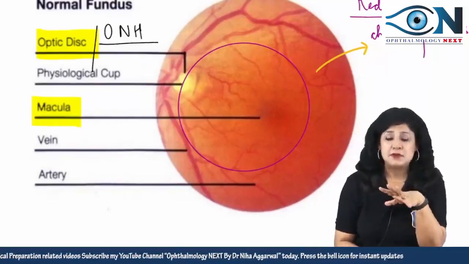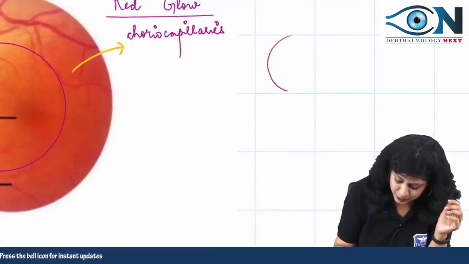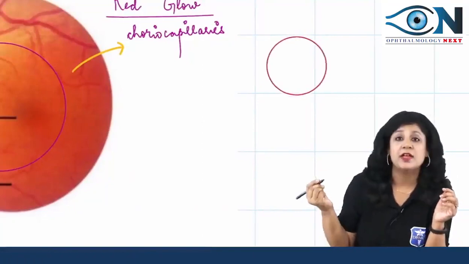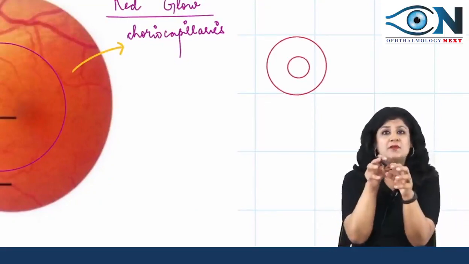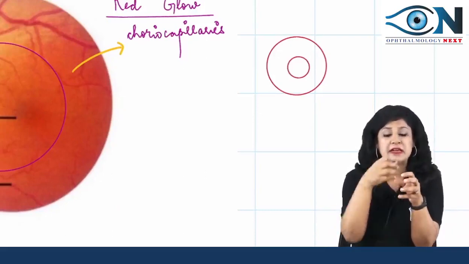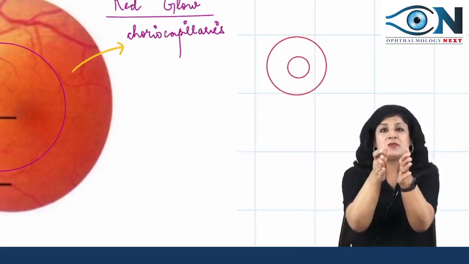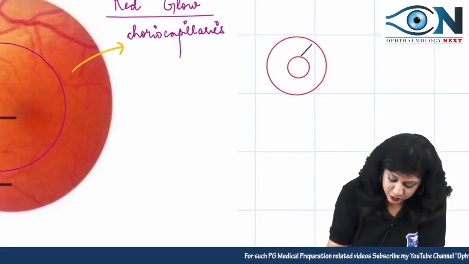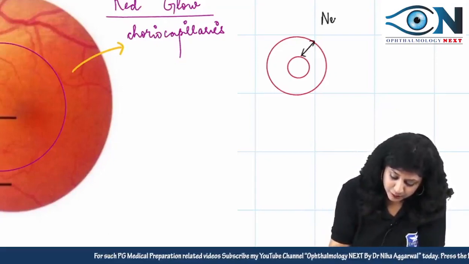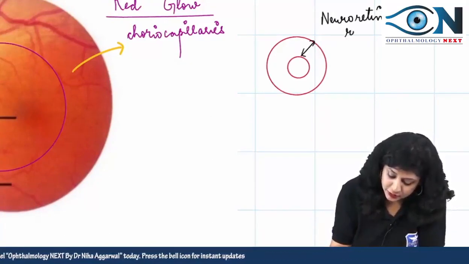And what happens if you look at the structure of this optic disc? Suppose this is your optic disc, okay. Here we also have a central hollow in between. Why? Because the one nerve fiber layer that is continuing to form the optic nerve is going something like this. So that thick rim is actually your neuroretinal rim. This is called the neuroretinal rim.